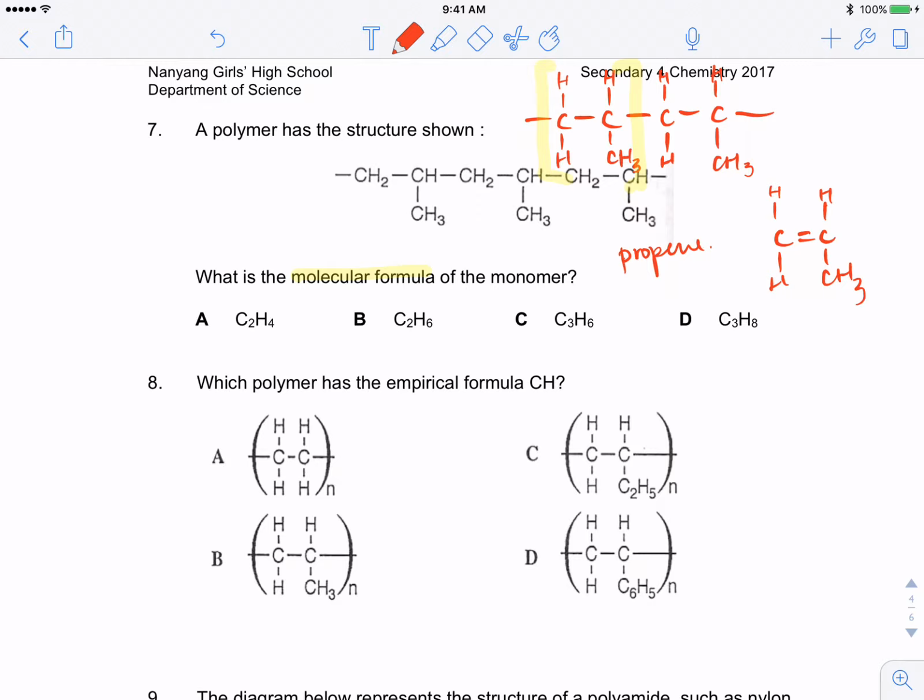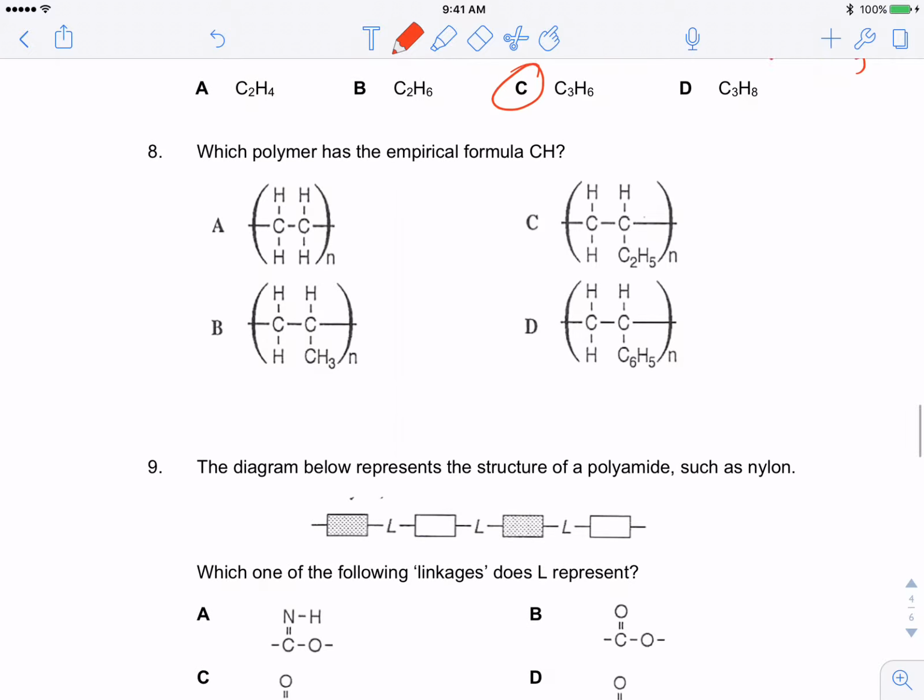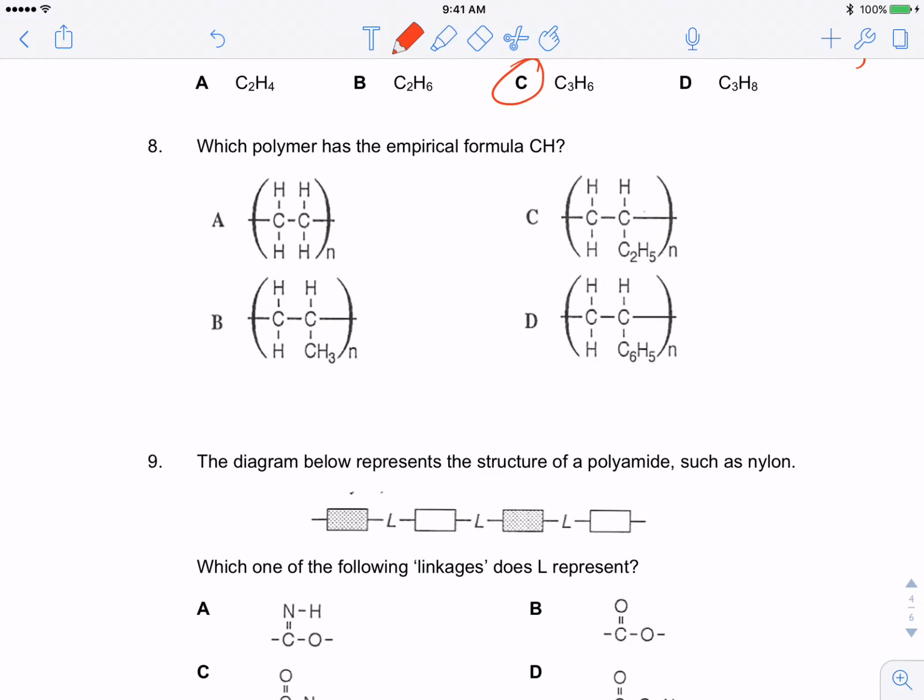Okay, so what is the molecular formula? It will be C3H6. Which polymer has the empirical formula CH? Remember, the empirical formula is the smallest ratio. Here, the repeating unit is C2H4, which means that the empirical formula is CH2.